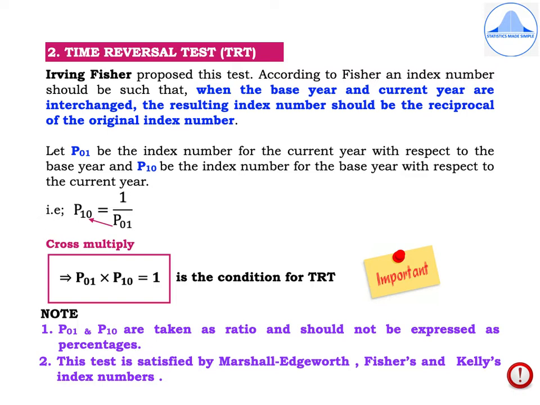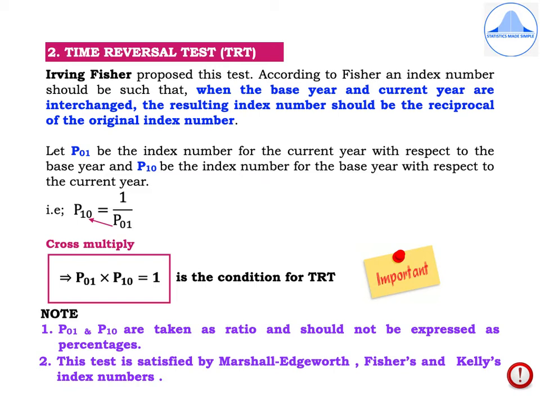So using the statement proposed by Irving Fisher, he is saying that if we interchange the base year and the current year, then the resulting index number will be the reciprocal of the original index number. So in other words, P10 will be equal to 1 divided by P01. Now let's cross multiply as indicated by the pink arrow, and you will get P01 into P10 is equal to 1. And this is the condition which we'll be using for the TRT.